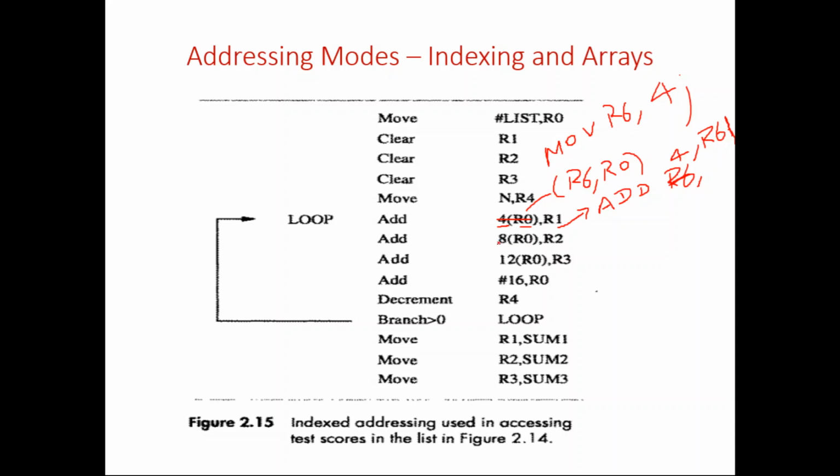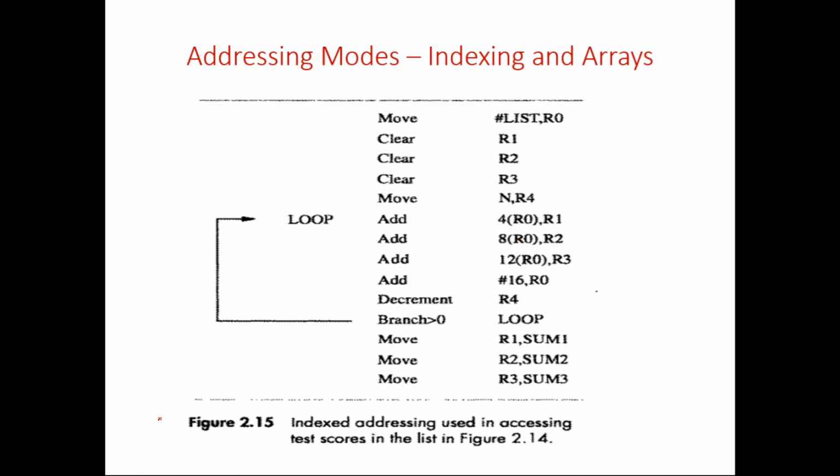Then this instruction also you can change. Here, instead of 8, you can say R6 comma R0. What is R6? R6 contains 8, R0 is 1000. So the value at 1000 plus 8, that is 1008, whatever the value at location 1008, will be added with R2 and the result will be stored in R2. If you use it like this, that is called base with index addressing mode.